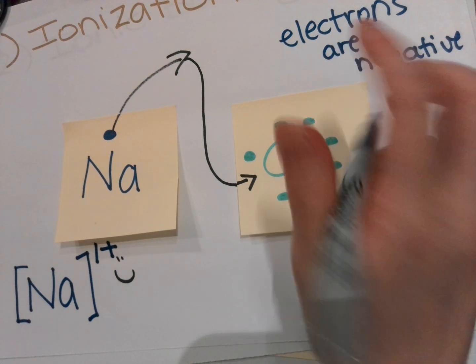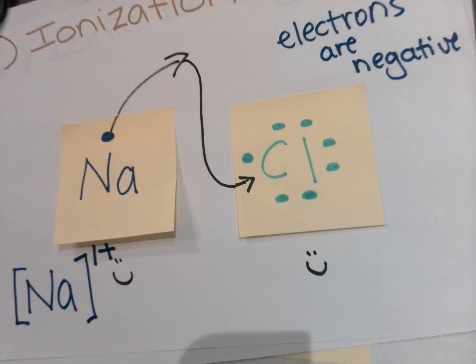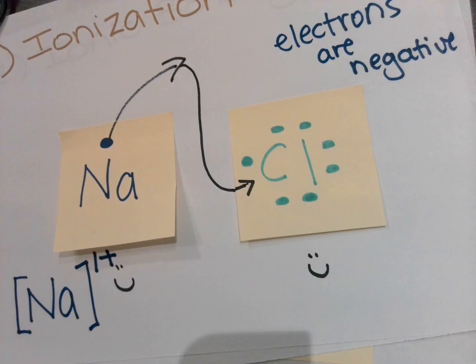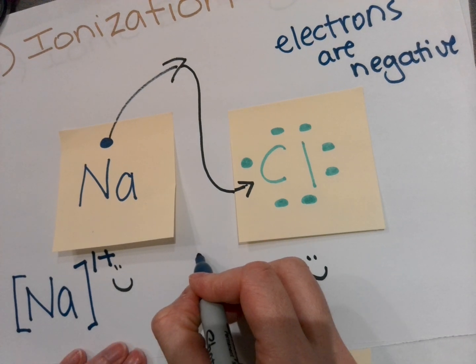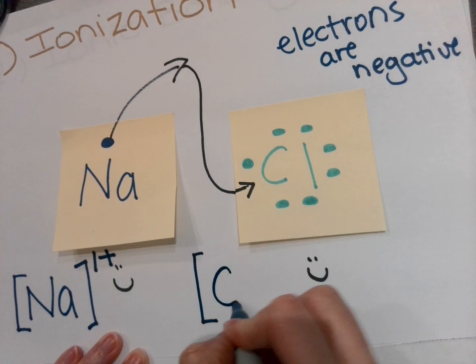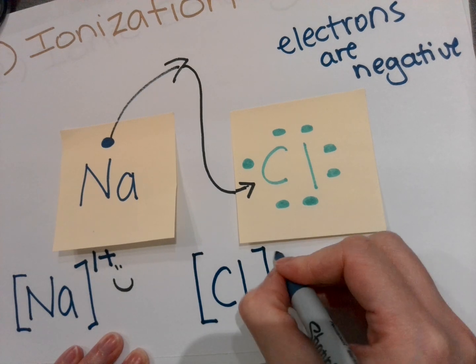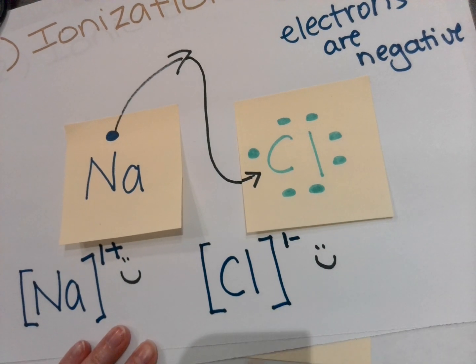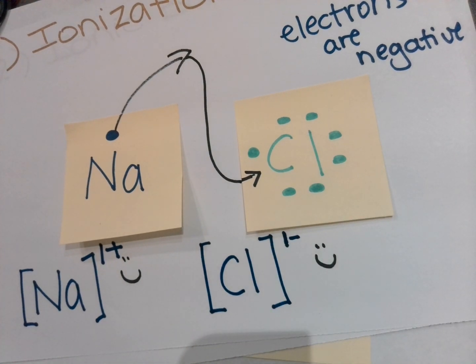And chlorine has gained one more electron. And remember, electrons are negative. If it gains one, it gets a negative charge. So I'm going to write chlorine in these brackets right here and write 1 minus. So that's our ionization step.